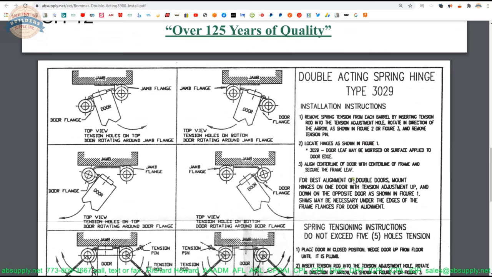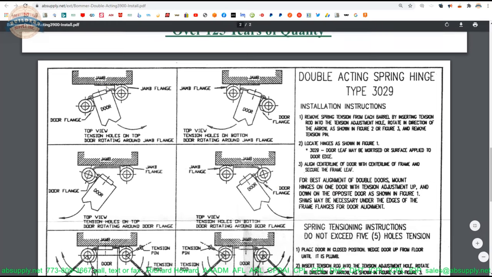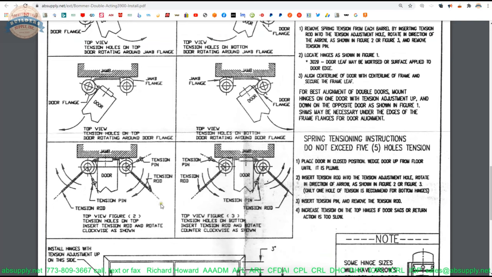So clearly, what you're going to need to do is get the hinges attached to the jamb. You're going to need to mark hole locations through the hinge on the door leaf, because you won't have any tension set on the hinge at all when you're physically attaching the hinge to the opening.